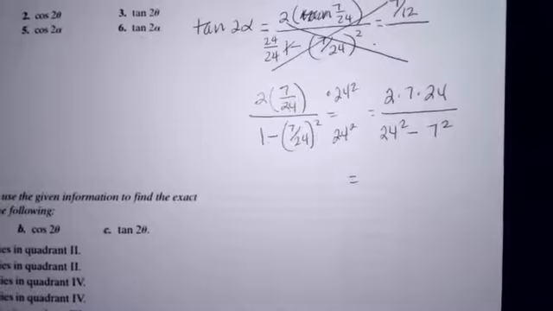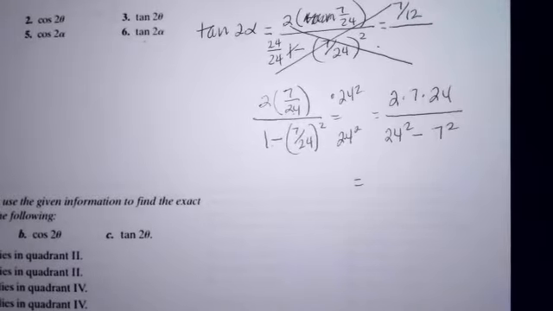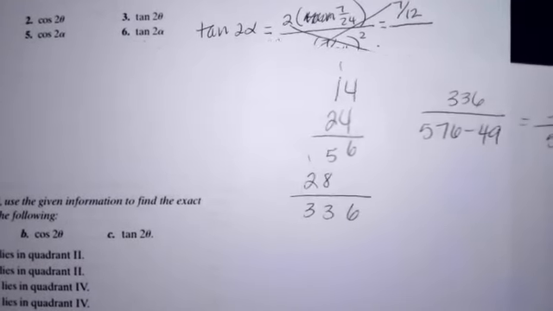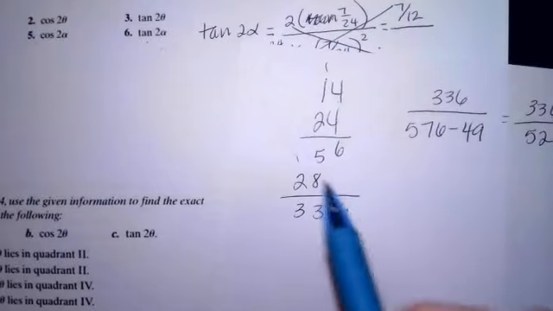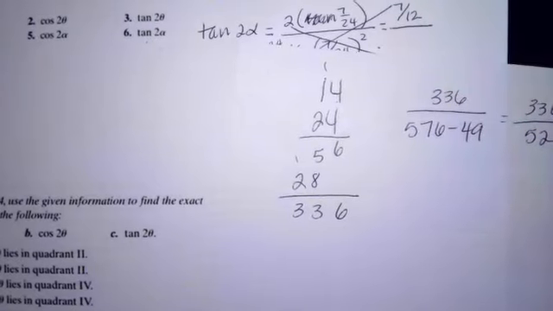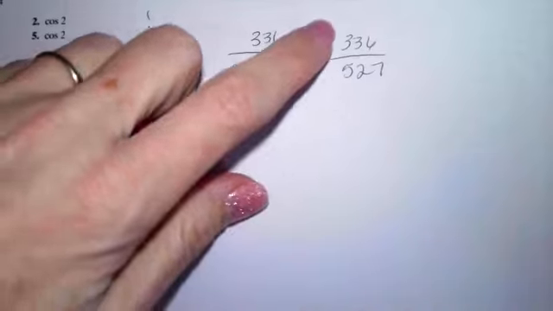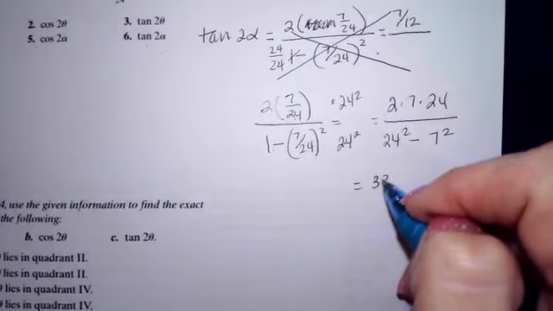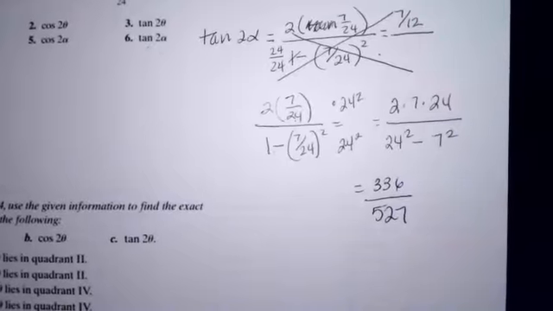Okay, so I don't know where my phone is or a calculator. So I did 2 times 7 is 14. 14 times 24 is going to give me 336. And then in the denominator, 24 squared minus 7 squared is 576 minus 49. And that gives me, all told, 336 over 527. And that would be the answer. Okay, much faster if you have a calculator, I assure you.